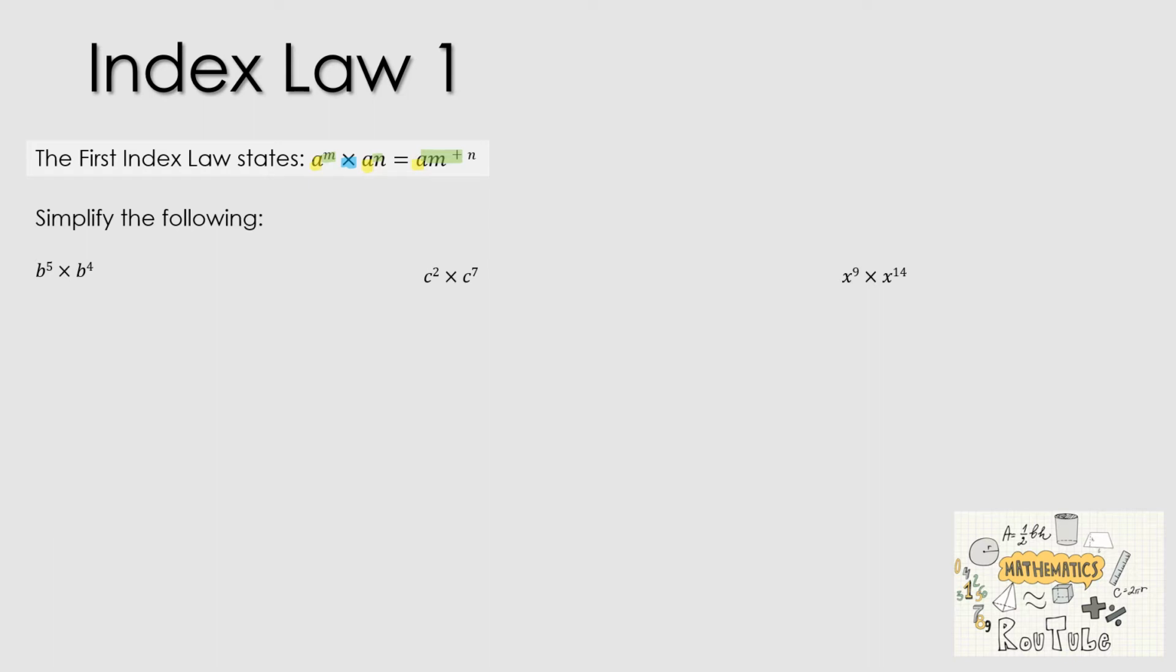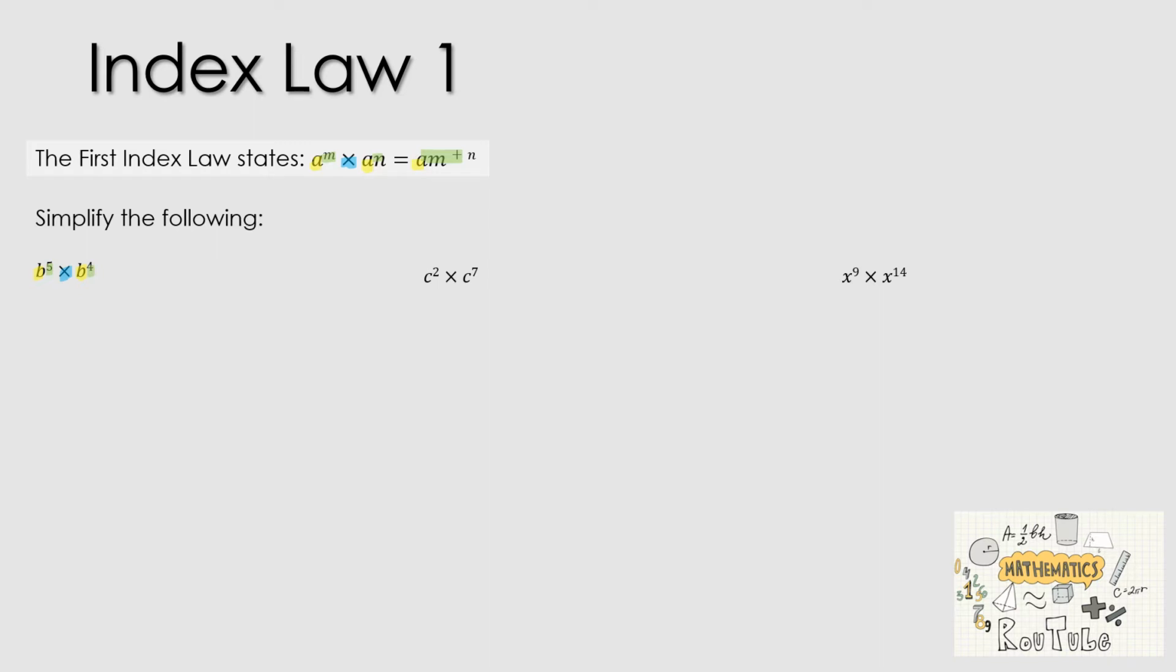If we have a look at the couple of questions down here, it says simplify the following. We've got b to the power of 5 times b to the power of 4. It's really important that we're using the first index law, but if you got this question in a test or on its own, you should be able to identify which index law to use. You do that by identifying that both of these bases are the same and the operation is multiplication.